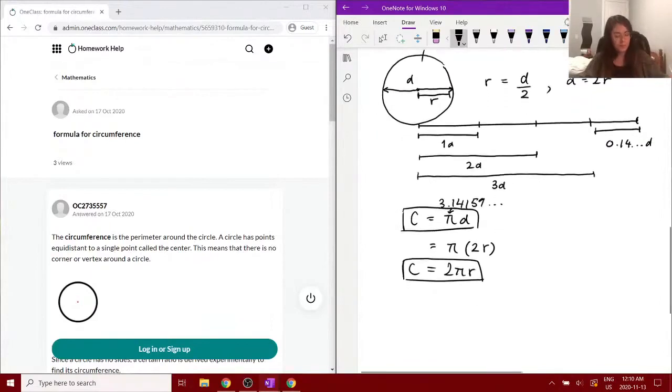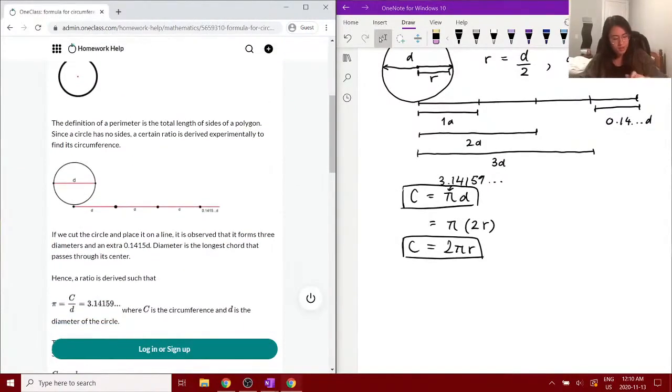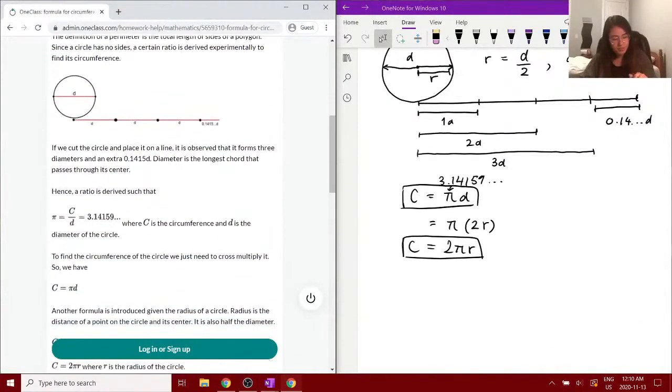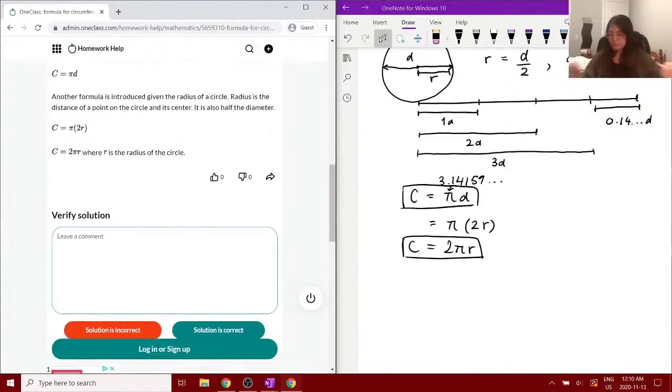Okay. Looking into the solution, we have this drawing of stretching out the perimeter, or the circumference of a circle so that we can measure it, and we get the same solution. And we can move on to the next question.